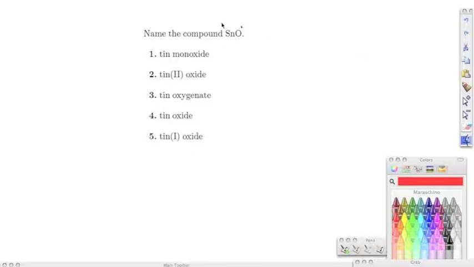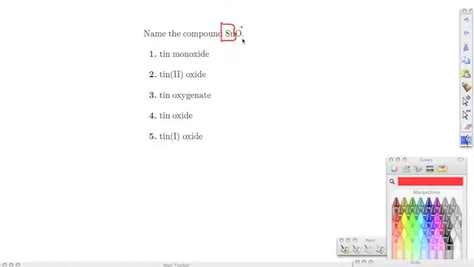We always look at the very first element in the formula, which we have to figure out if it's a metal, is it a hydrogen, or is it a non-metal. If it's a metal, we know that it's ionic. If it's hydrogen, we know that it's an acid. And if it's a non-metal, we know that it's going to be covalent.